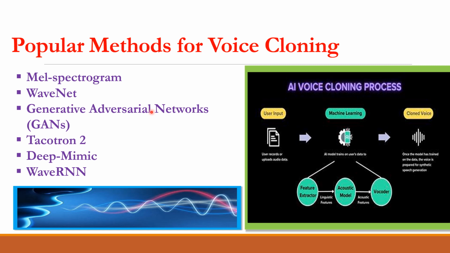So by training a GAN on the source speaker's speech, the generator can learn to produce synthetic speech that closely mimics the speaker's voice. And then comes Tacotron 2. Well, this is a text-to-speech system that generates natural sounding speech from text. And it consists of two components. First is the text encoder and then a Mel spectrogram predictor.